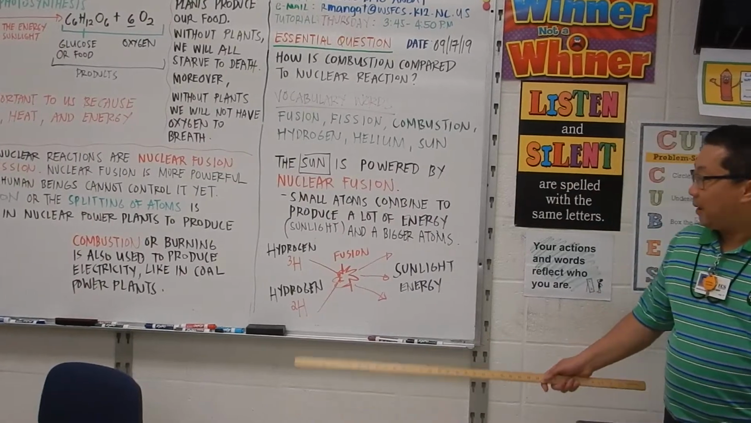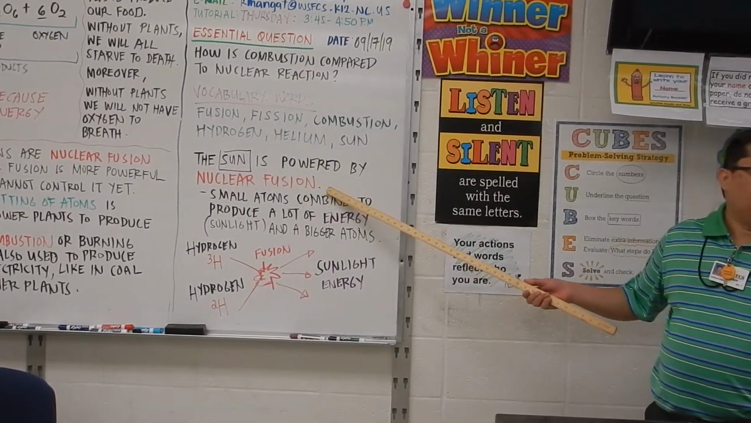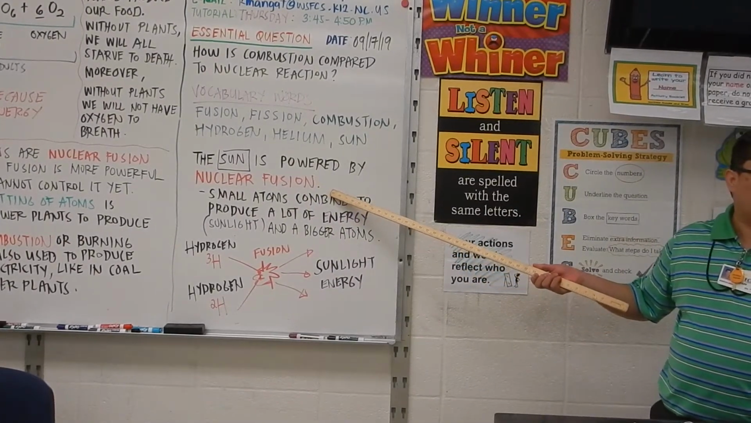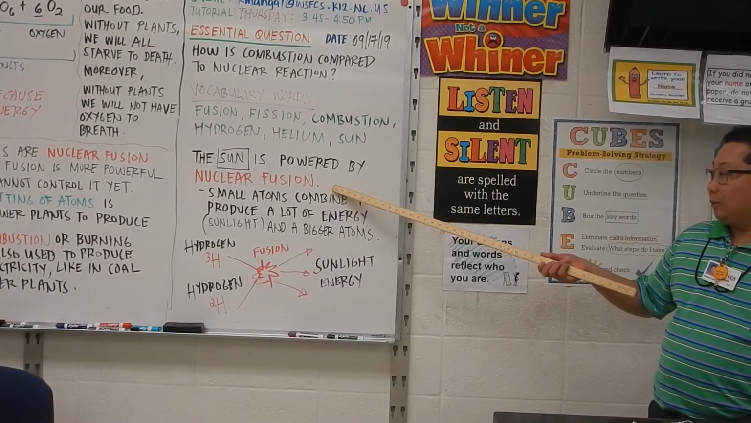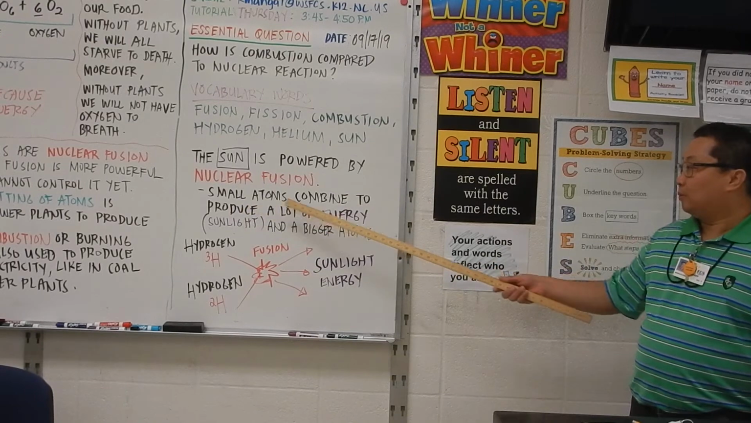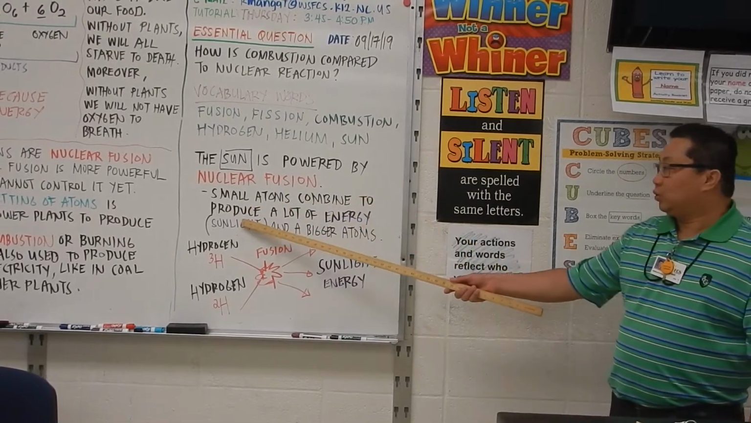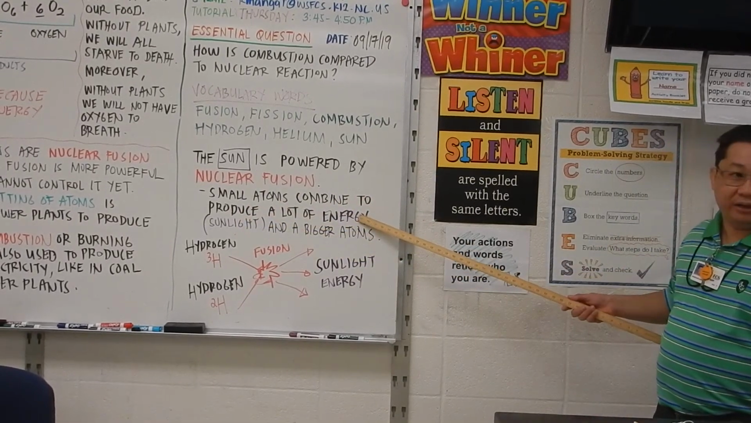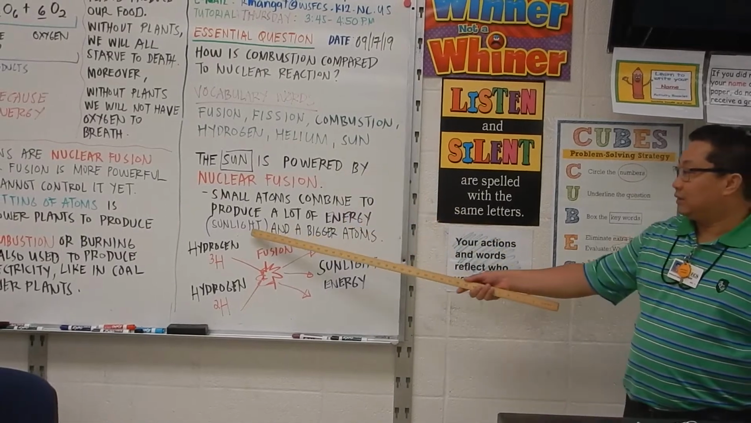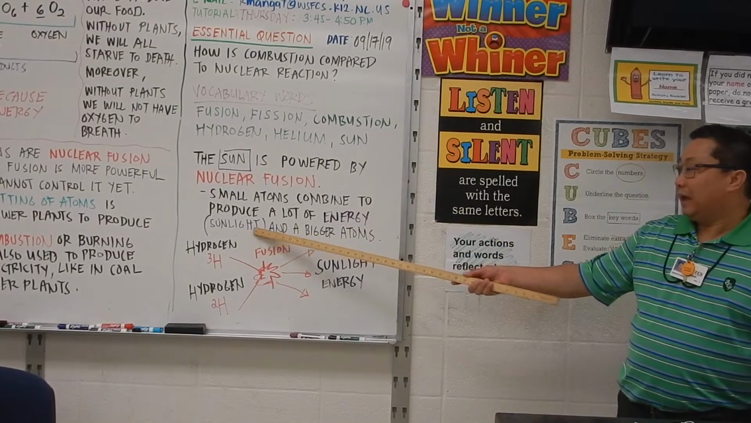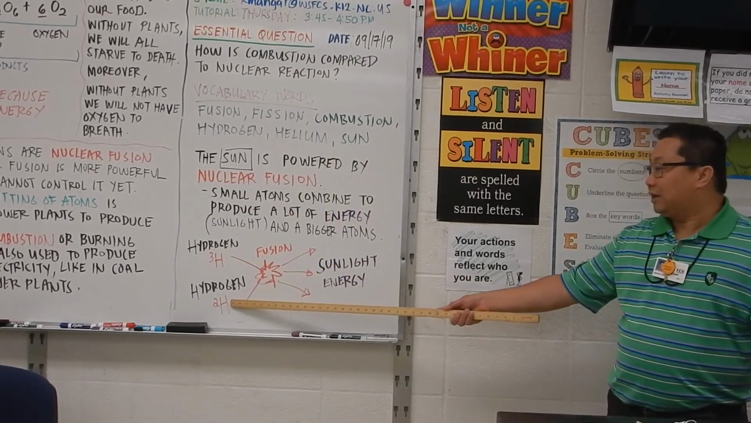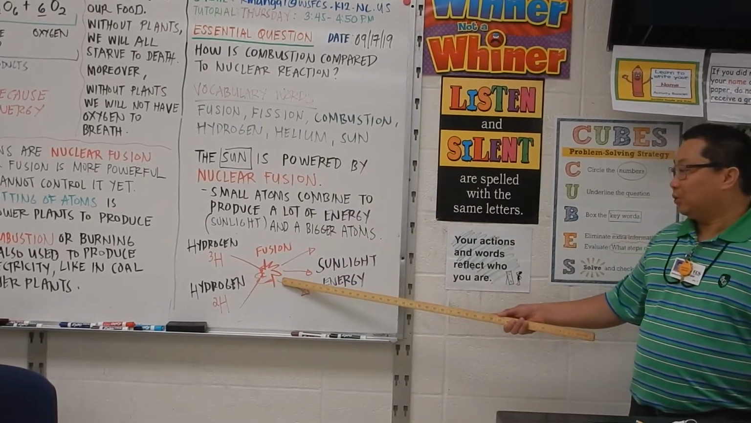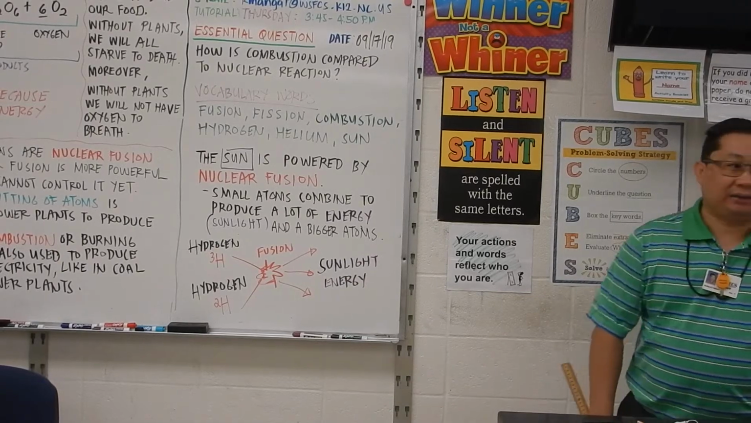The sun is powered by a nuclear reaction called nuclear fusion. In nuclear fusion, small atoms combine to produce a lot of energy. In the case of the sun, it's sunlight and a bigger atom. Two hydrogen atoms fuse together to produce sunlight.